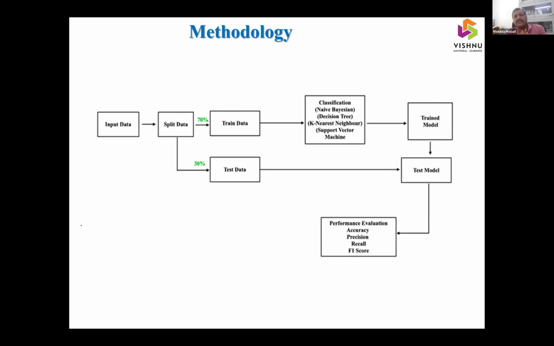To achieve these research objectives, we are developing a simple methodology. We are taking the data set from Kaggle for training the model. The input data is divided into training data and test data. The training data is 70% and 30% is test data of our project.